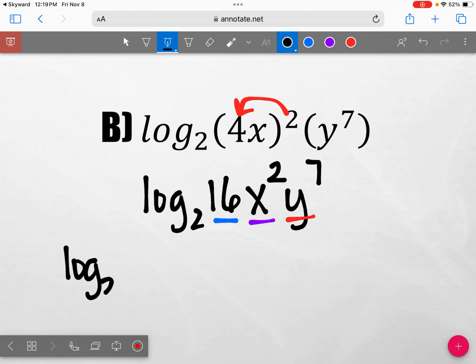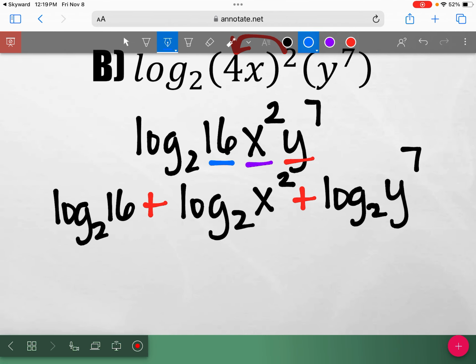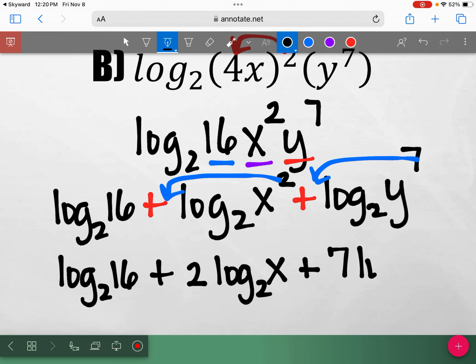So I have the log base 2 of 16 plus the log base 2 of x squared plus the log base 2 of y to the 7th. Move your exponents to the front. We have log base 2 of 16 plus 2 times the log base 2 of x plus 7 times the log base 2 of y.